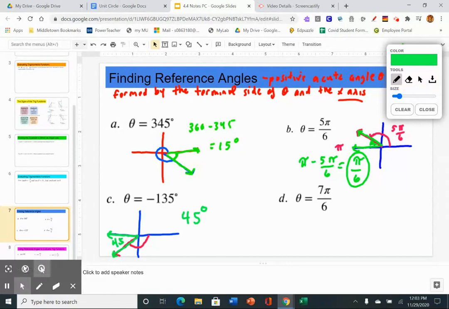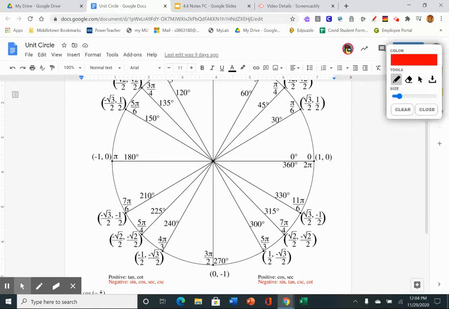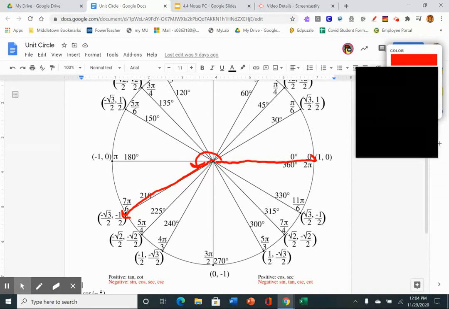So letter D, theta equals 7 pi over 6. Guys, I'm going to go to the unit circle and just show you how to do this one using the unit circle. So here I am at the unit circle. I'm doing 7 pi over 6. There is my angle for 7 pi over 6, 210 degrees. There it is.